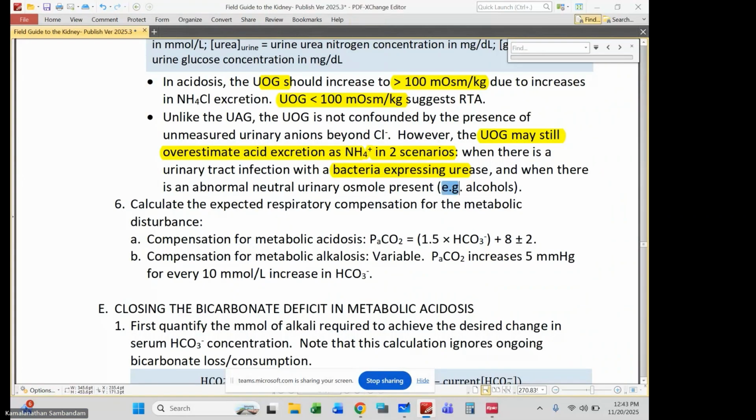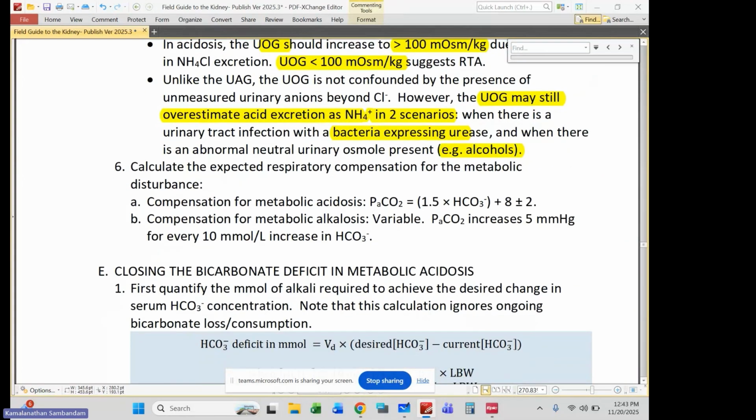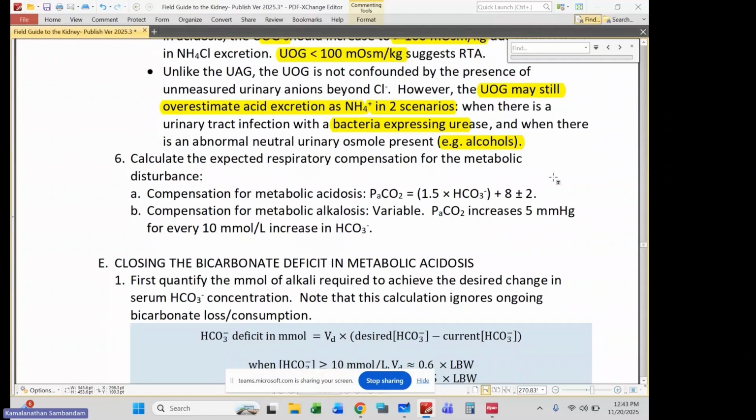Okay? You actually do excrete some alcohol in your urine, even ethanol, believe it or not. So that can confound your osmolar gap. Okay?